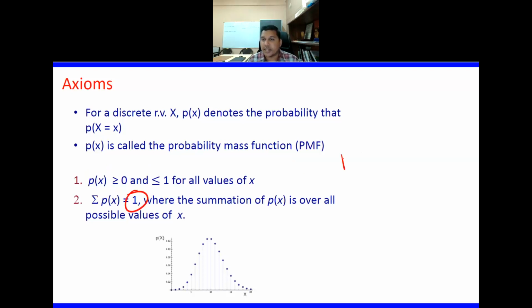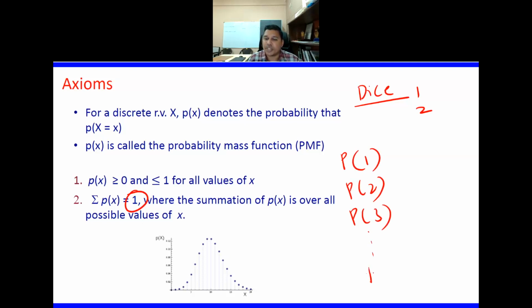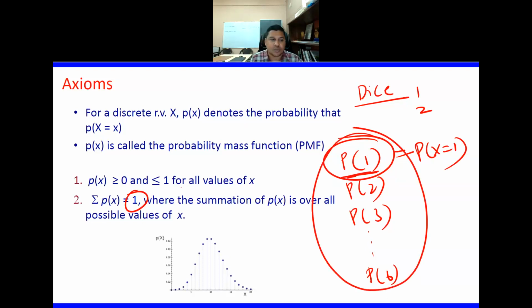See this die example, if you take dice, I am rolling 1, 2. So what is probability of 1? What is probability of 2? Probability of 3, so on, probability of 6. This is a probability mass function. This also can be written as P of capital X equal to 1. This is the probability mass function. The summation of all these probabilities is equal to 1. Okay.